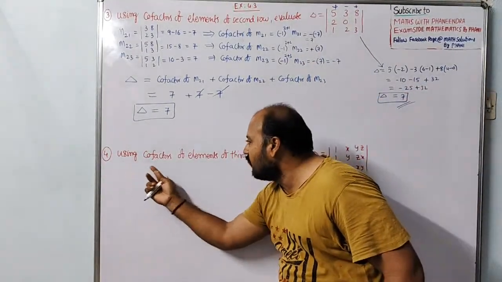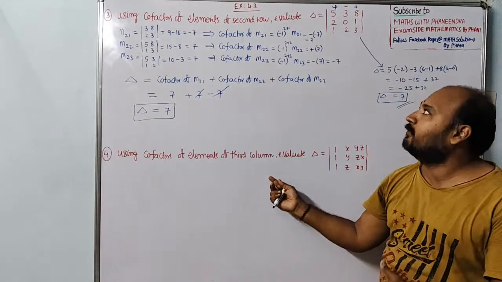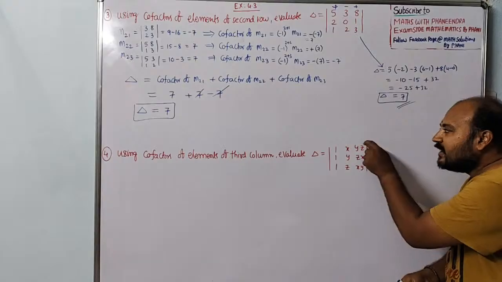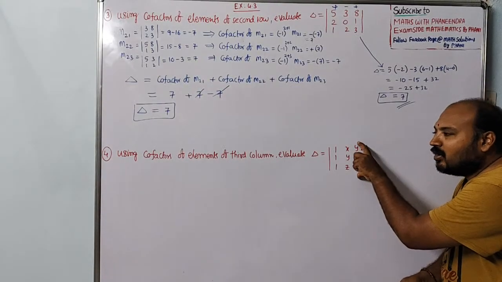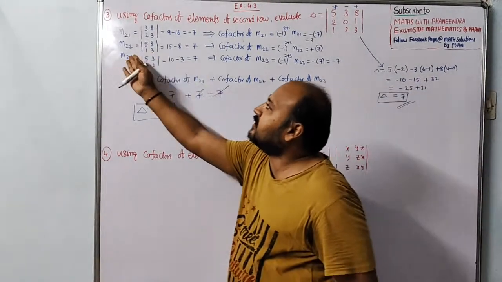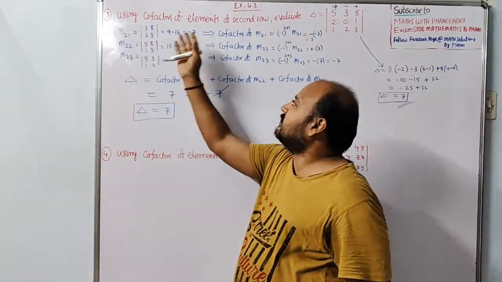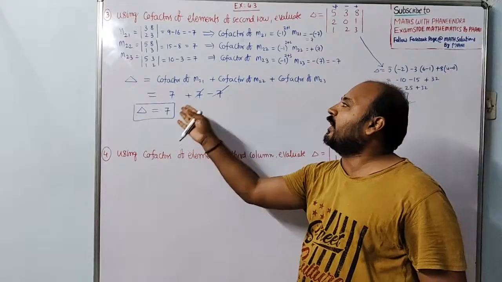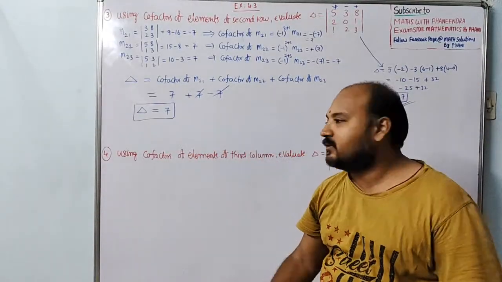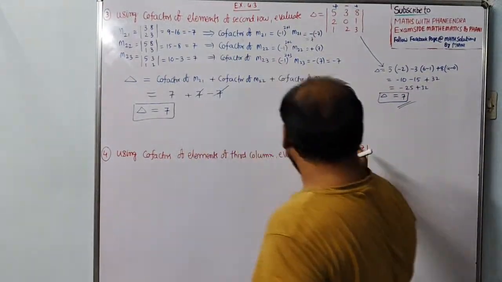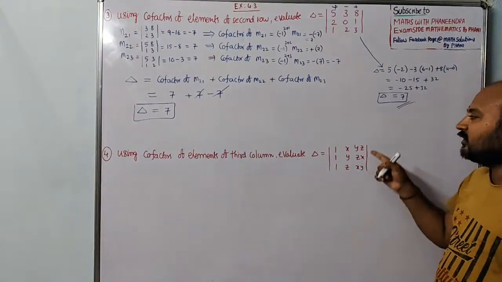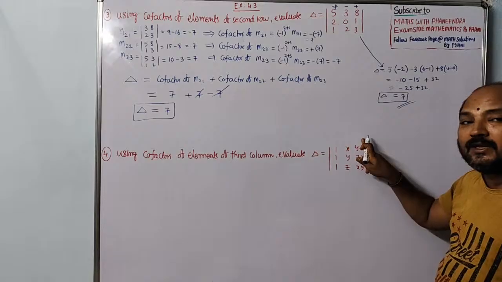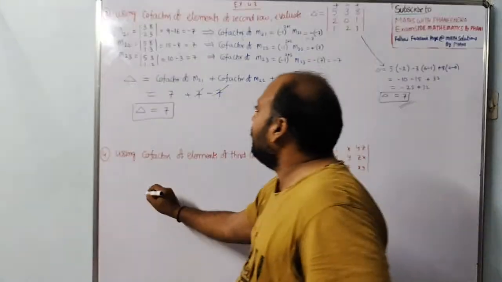Here, using cofactors of elements of third column. Third column means what? This is the third column. For these third column elements, you need to calculate the minors as well as cofactors. After finding cofactors of the particular column, you can add all these, you will get the answer. Third column means this is A11, A12, A13. So, M13.